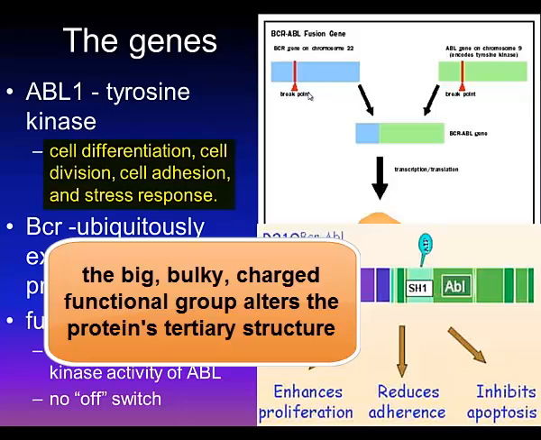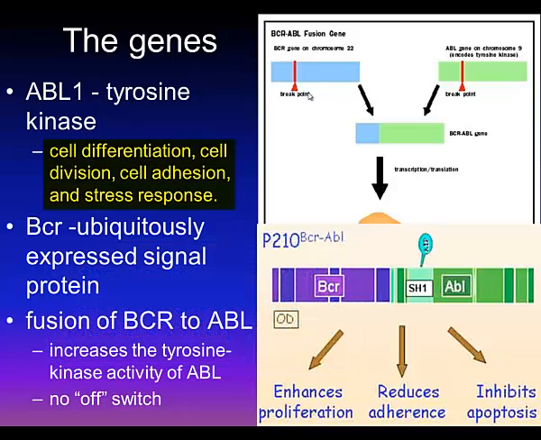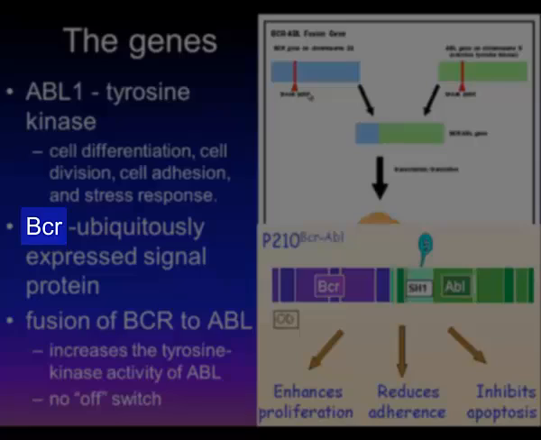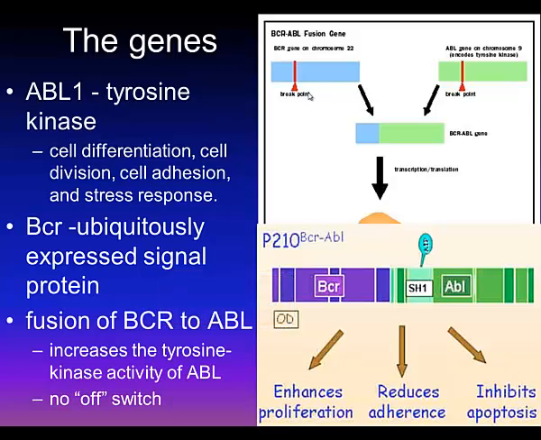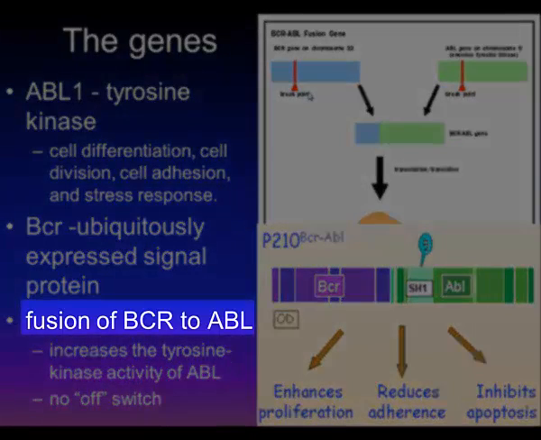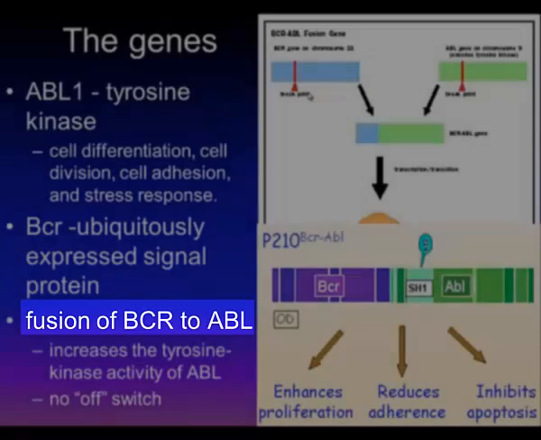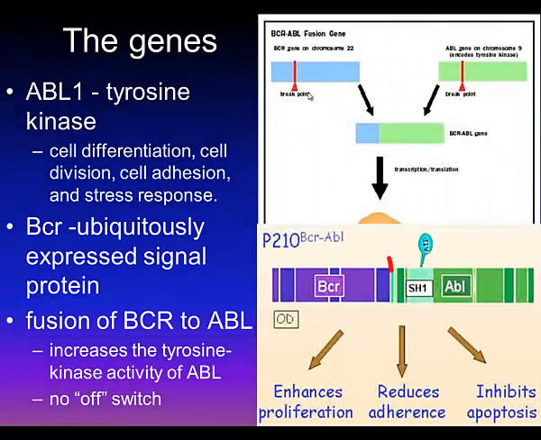ABL1 gene plays a role in cell differentiation, cell division, cell adhesion, and stress response. So normally this gene plays a role in regulating all these. The BCR gene stands for breakpoint cluster region. And actually this is kind of interesting. We certainly know what this gene does when it's fused to ABL1, but the normal expression of the BCR gene is actually not really well understood. But the fusion of the BCR to the ABL produces a protein that has the tyrosine kinase activity from the ABL1 and the expression of the BCR gene.